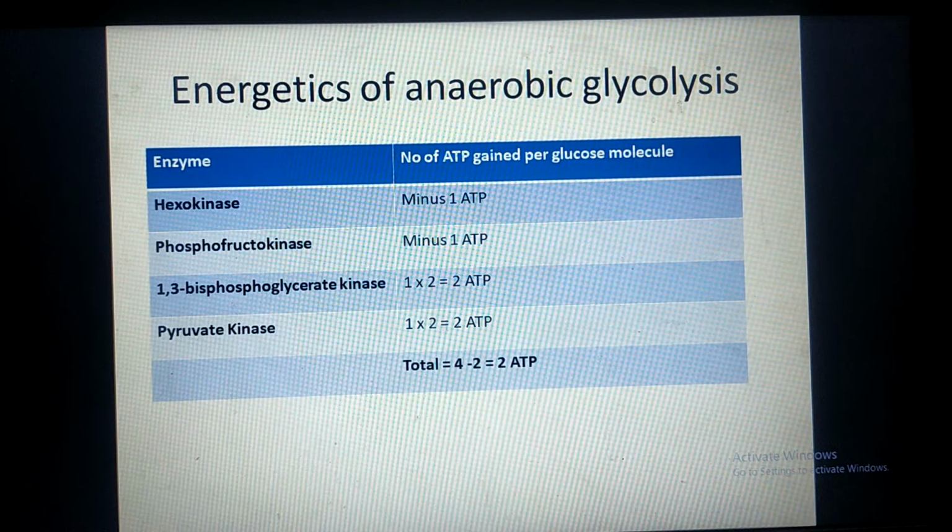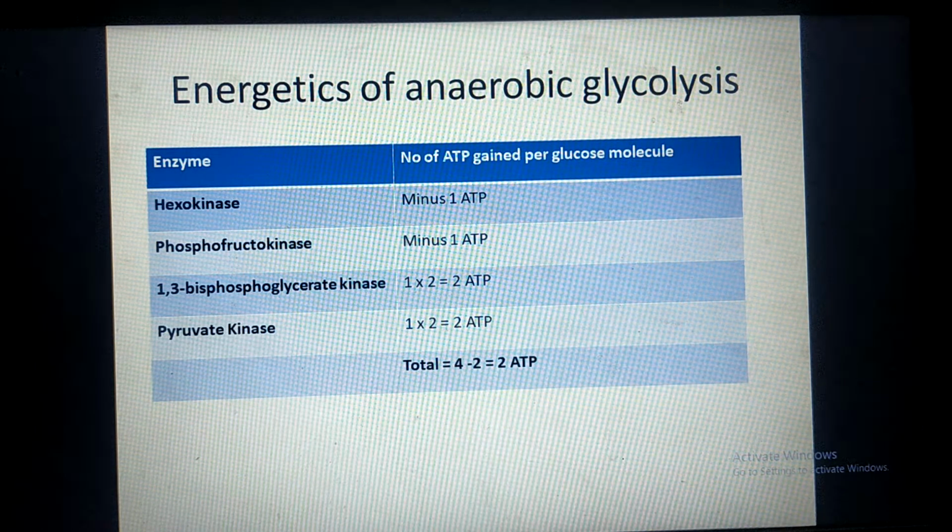Anaerobic glycolysis is the same except the fifth step, where NADH will give 5 ATPs in aerobic glycolysis. But in case of anaerobic glycolysis, we have seen the NADH molecule which is synthesized in the fifth step by dehydrogenase is utilized by the enzyme LDH for conversion of pyruvate to lactate. So the 5 ATP molecules from NADH are lacking here.